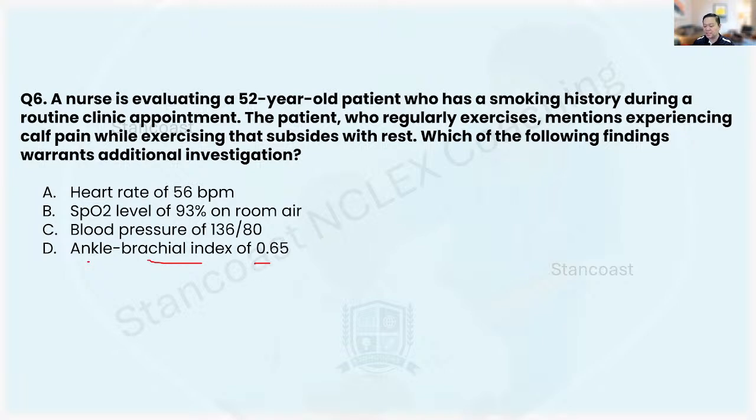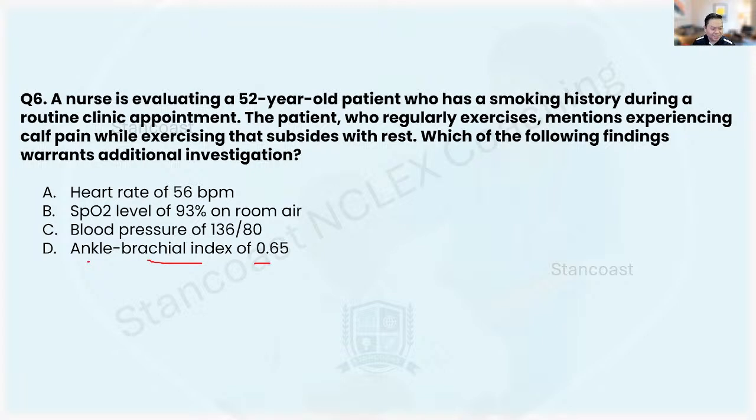Okay, so this is wanting you to recall your assessment skill, especially with the PAD, peripheral arterial disease. What is your answer here, guys? This is a multiple choice. Which of the following findings warrant additional investigation? Letter B, letter B.